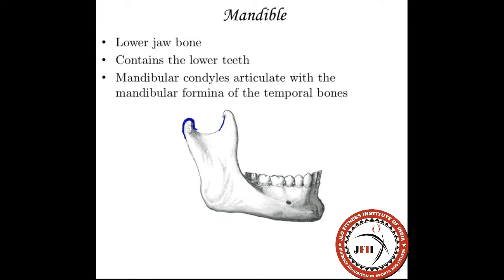This particular process attaches to muscles that help with the particular movement that your jaw makes, whether you're talking or chewing or what have you. So if you do look at the mandibular fossae, it's a perfect fit for the mandibular condyles.